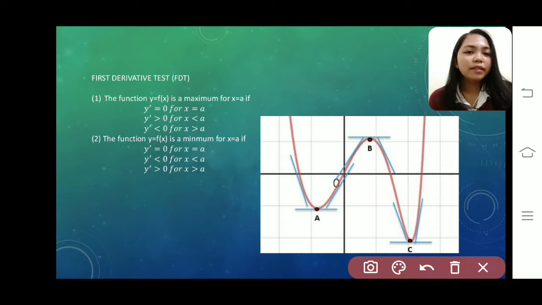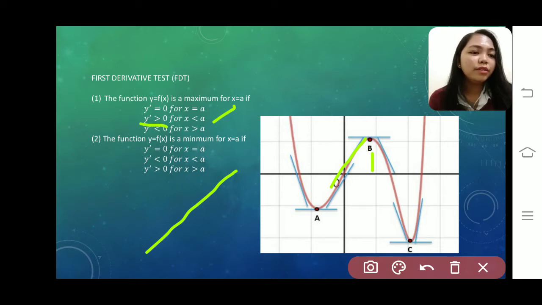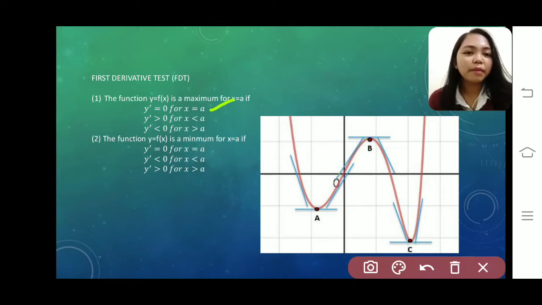And then, the next one, for x less than a, ibig sabihin, sa left side ni point b, diba? Less than, ito yung kinoconsider nating point. So, kapag less than sa value niya, ang kukonsider mo ay yung point sa left side niya. Dapat daw, y prime would be greater than 0, meaning, positive slope yung magiging tangent line natin. Di ba sa kaliwa ni b, yung nabuo nating tangent line ay positive, upward to the right. So, nasatisfy pa rin niya ito.